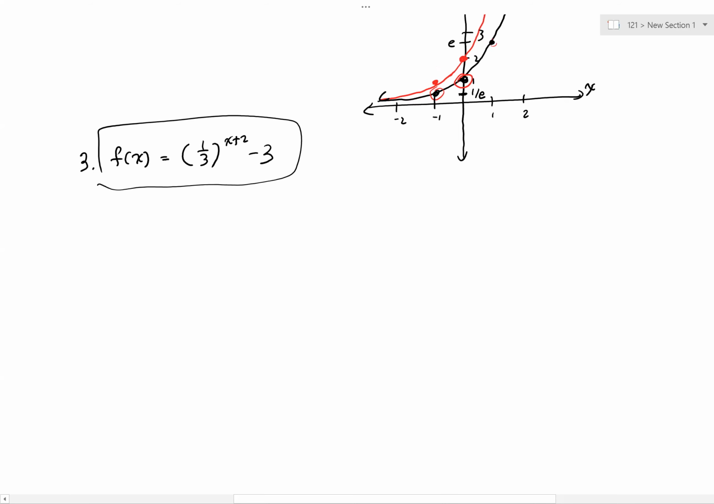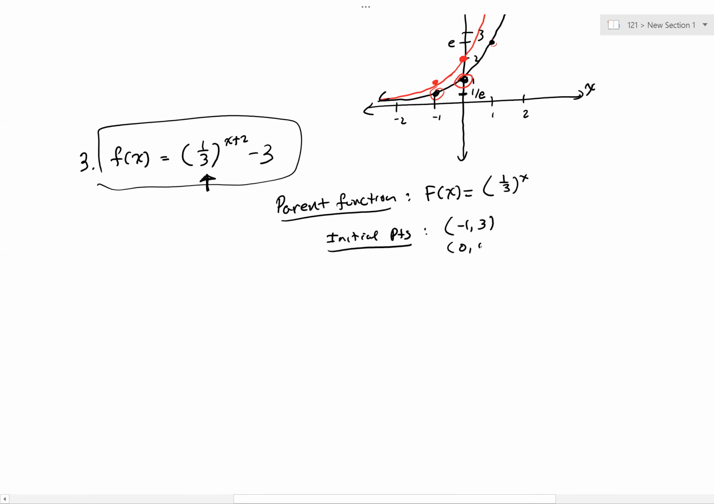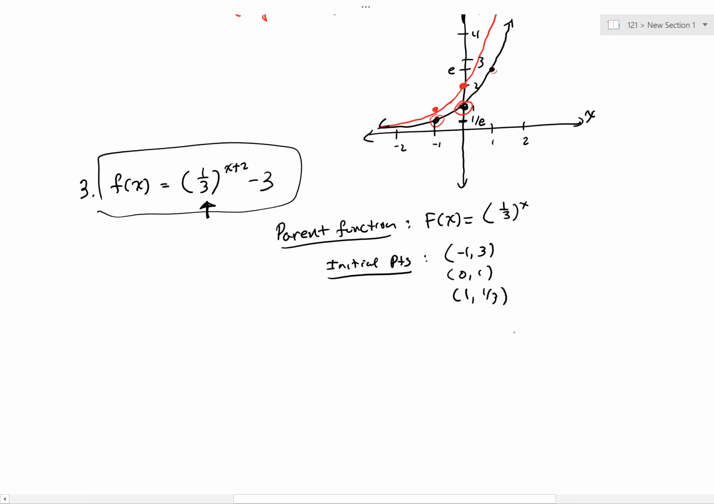So the base function, again, what we want to do is just look at the base. What is the original base here? That's 1/3. So my parent function, or base function, which is what I wrote on the handout, is just 1/3 to the x, which we graphed earlier. So my initial points were -1, 3, 0, 1, and 1, 1/3. If you don't remember how I got these, just look back earlier in the video when I graphed 1/3 to the x.